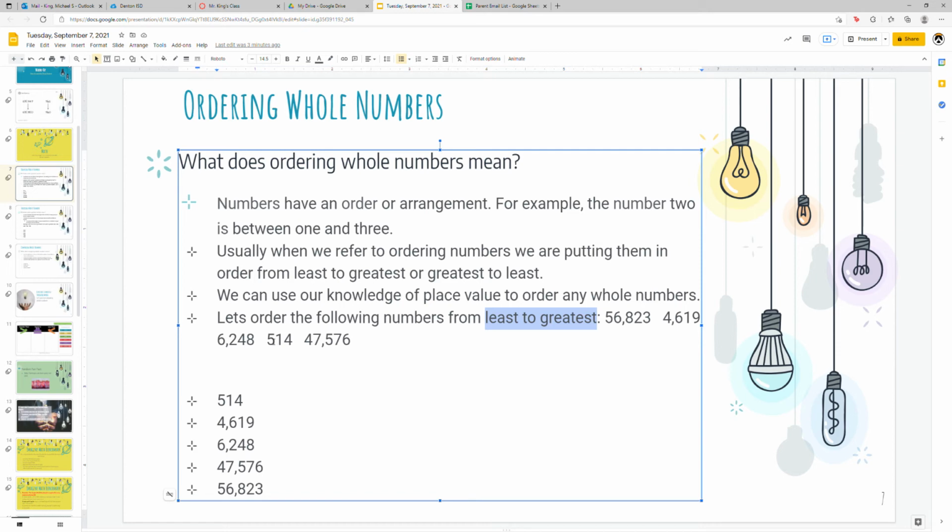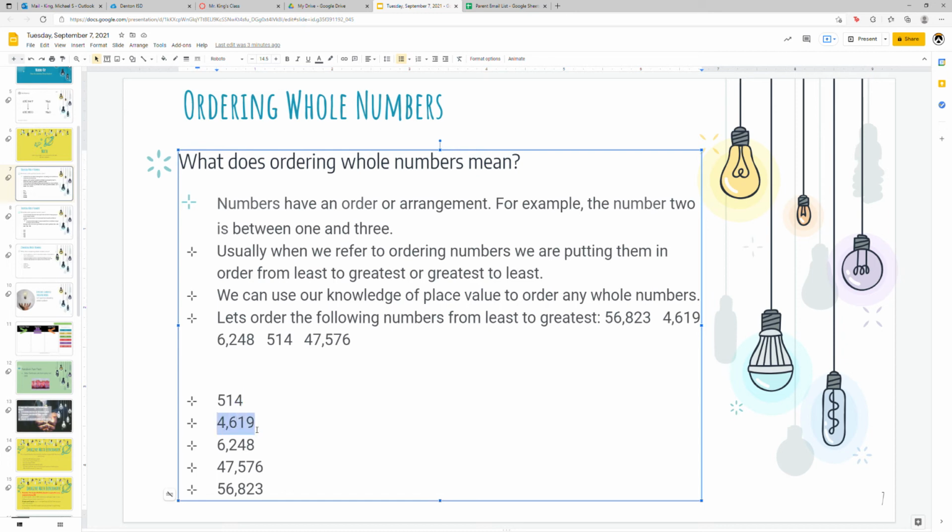So obviously my smallest number here is 514, right? It's got the least amount of digits. These are all whole numbers, so we don't have to worry about digits in the decimal place throwing us off. So 514 is our smallest number. What is our next smallest, or the next one after this one? What comes next in order here?